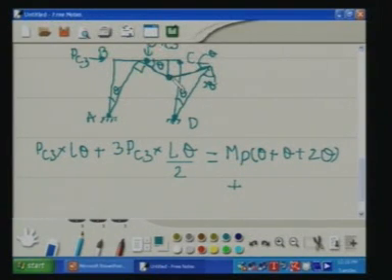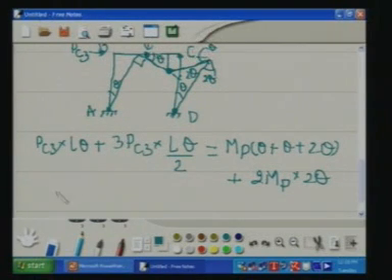So, here the internal work done will be equal to 2 MP multiplied by rotation here, that is equal to 2 theta at this point, this angle will be equal to 2 theta. So, MP multiplied by 2 theta. So, now let us calculate the value of PC3 from this equation.